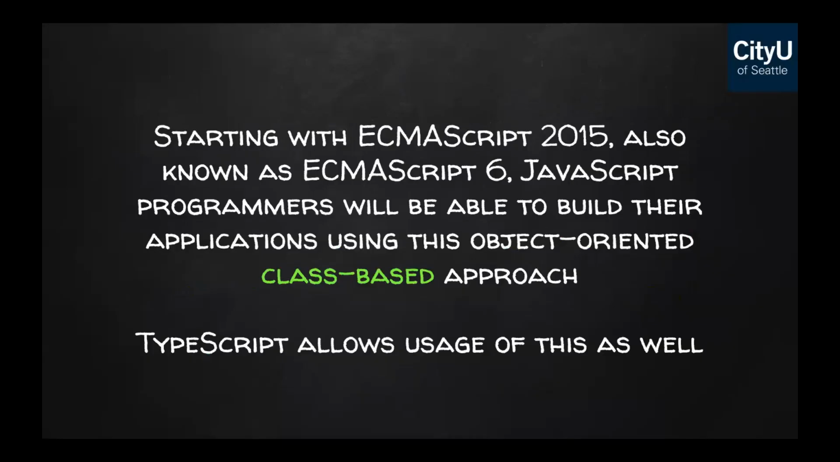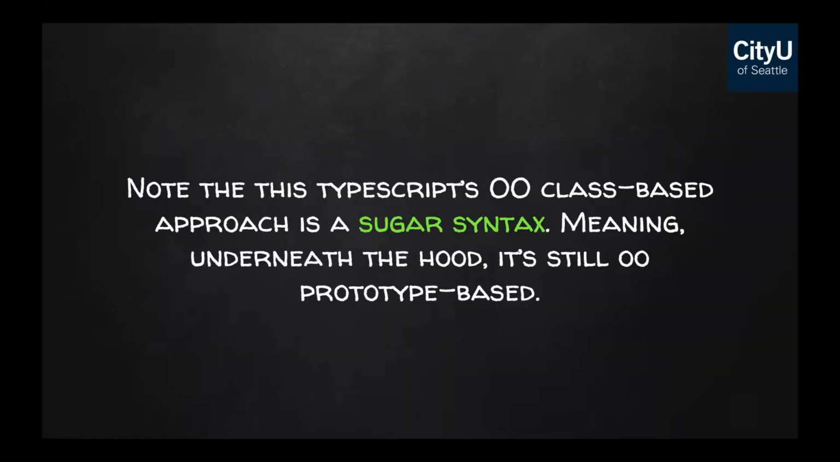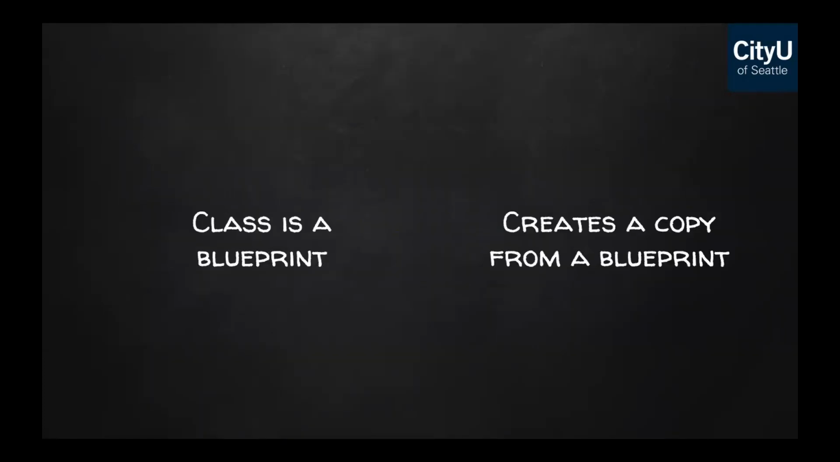Starting with ECMAScript 2015, also known as ECMAScript 6, JavaScript programmers can build their applications with the object-oriented, class-based approach. Even TypeScript allows this as well. But one thing to note is that it's just syntactic sugar. Underneath the hood, it's still prototype-based. A class is just a blueprint, and objects create a copy from it.